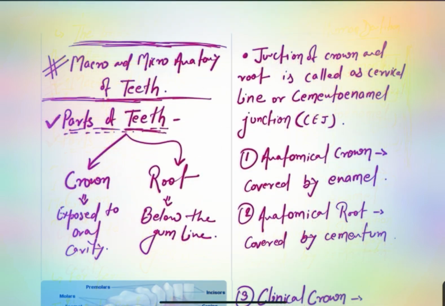In the next video we'll talk about the macro and micro anatomy of the teeth, in which we'll see that the crown has different elevations and depressions, the root has elevations and depressions, and what the anatomical crown and anatomical root are.